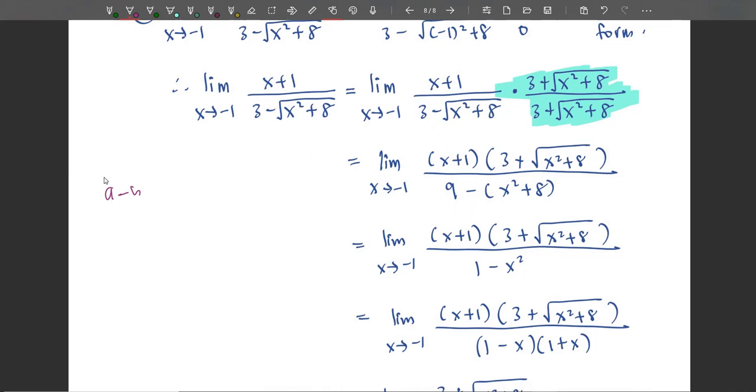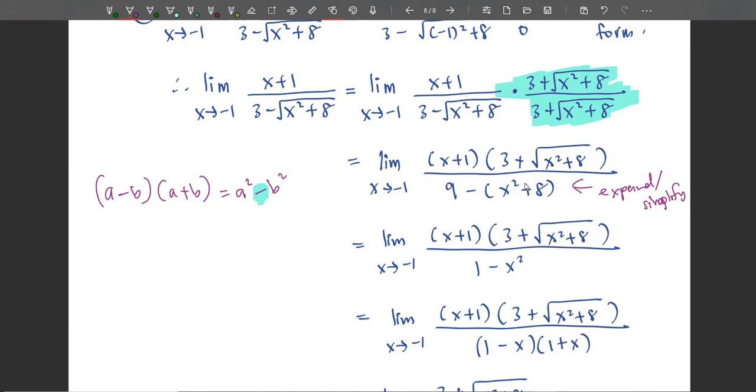Minus, because this is minus here. But remember again, a minus b times a plus b is equal to a squared minus b squared. So a is 3, so 3 squared is 9, minus, because this is minus here, and then next, b squared. b is root of x squared plus 8, which means here is x squared plus 8. And then you need to simplify. Simplify here and you will have 9 minus 8 is equal to 1, 1 minus x squared.